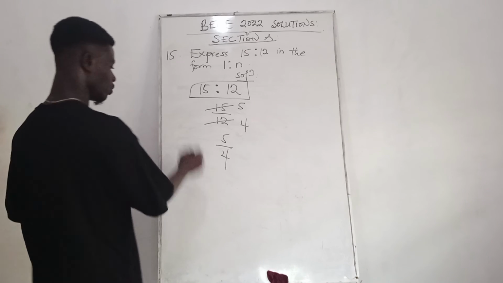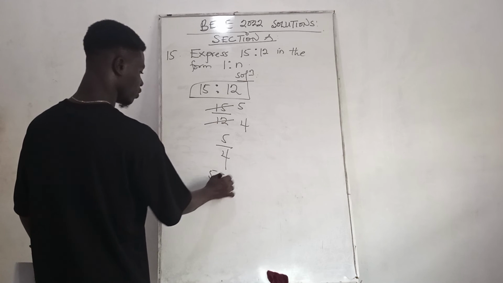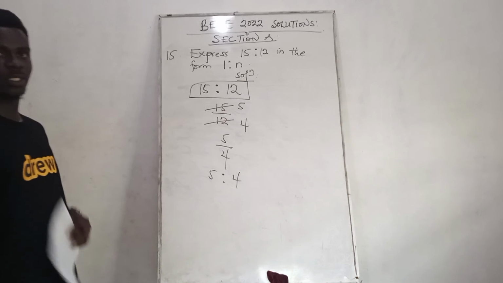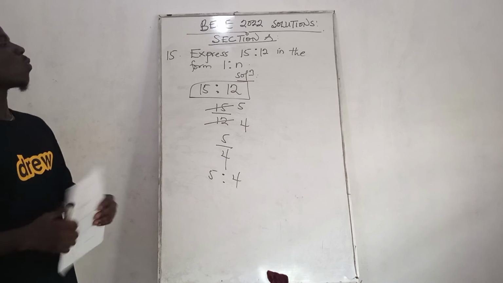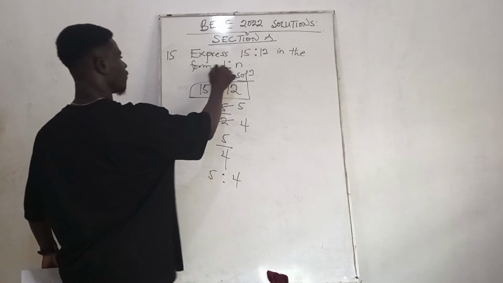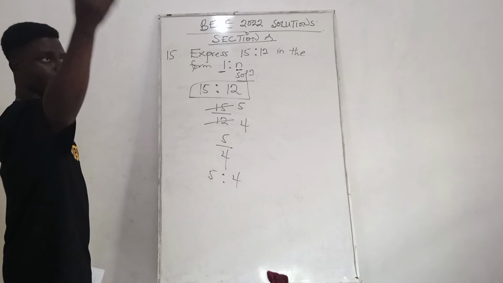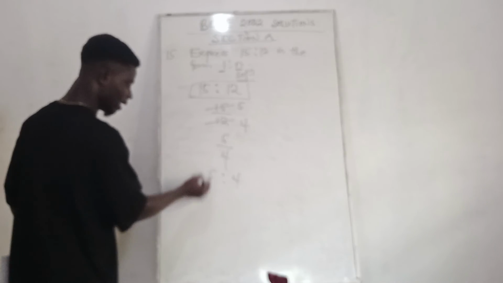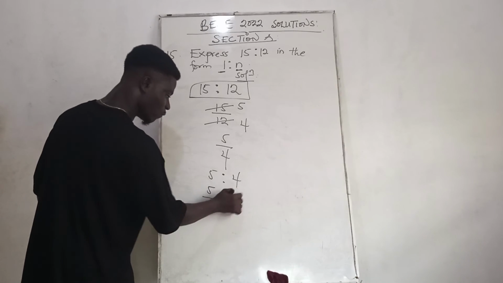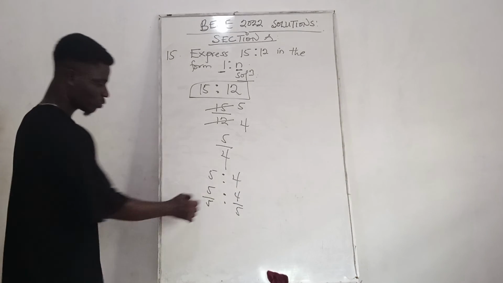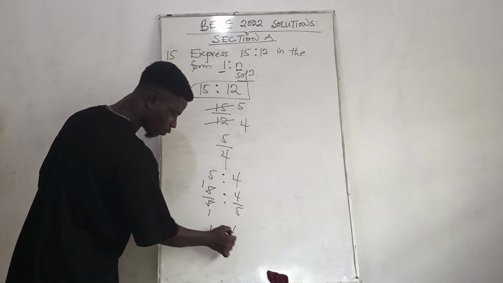Now let's see. This 5 to 4 can also be written as 5 over 4. If they want 1 to n, the first value should be 1, then the second value should be n, where n is a number, right? So we should divide this by 5, that is, 4 divided by 5, so that 5 over 5 becomes 1. Then we get 1 to 4 over 5.